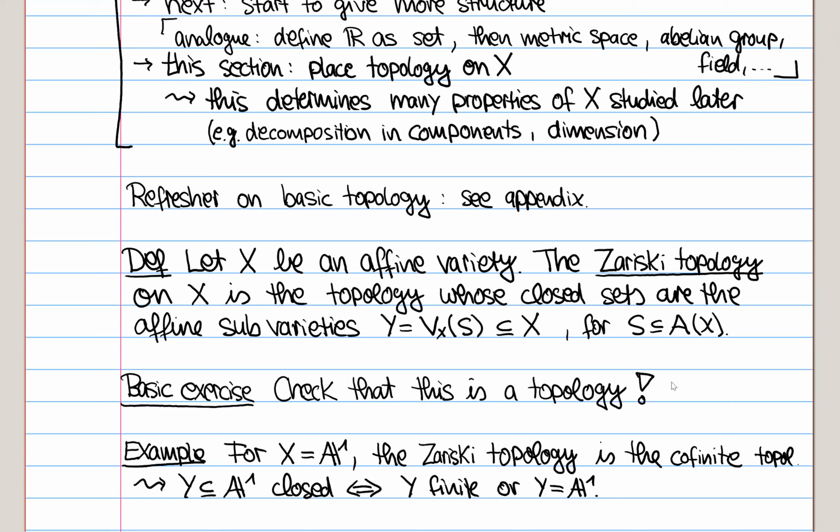To give a small example, when X is A^1, the affine line, then the Zariski topology is exactly the cofinite topology, which translated just means that a subset of A^1 is closed if and only if it is either finite or it is all of A^1. This is called the cofinite topology because the complements of the open sets are either everything or finite sets. And since we formulate things here with the closed sets, it becomes more natural to just say closed sets are either finite or everything.